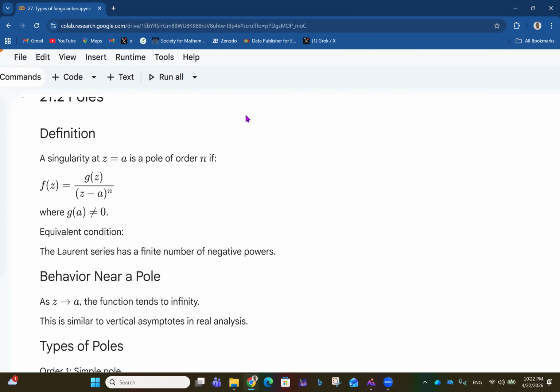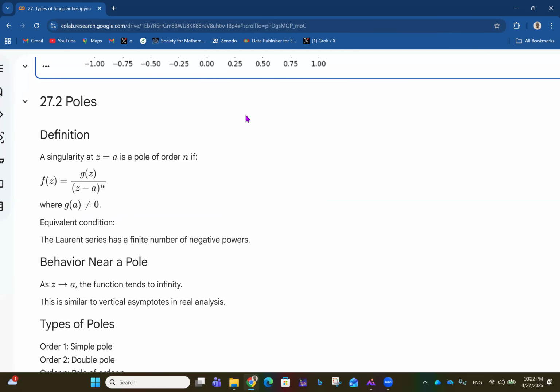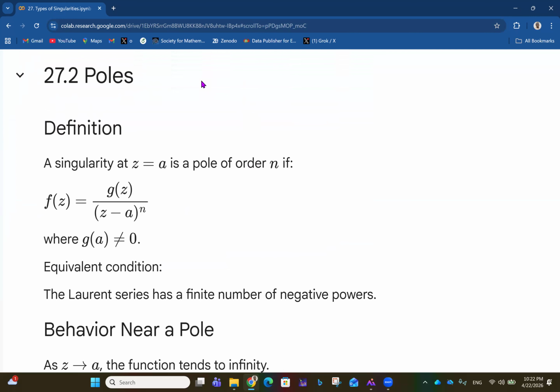Then we go ahead to talk about poles. A singularity at z equals a is a pole of order n if f of z is g of z all over z minus a raised to the power n, where g of a is not equal to 0. So when you evaluate g of z at a, it is not 0. If this happens, then you have a pole at z equals a. The equivalent condition is that the Laurent series has a finite number of negative powers.